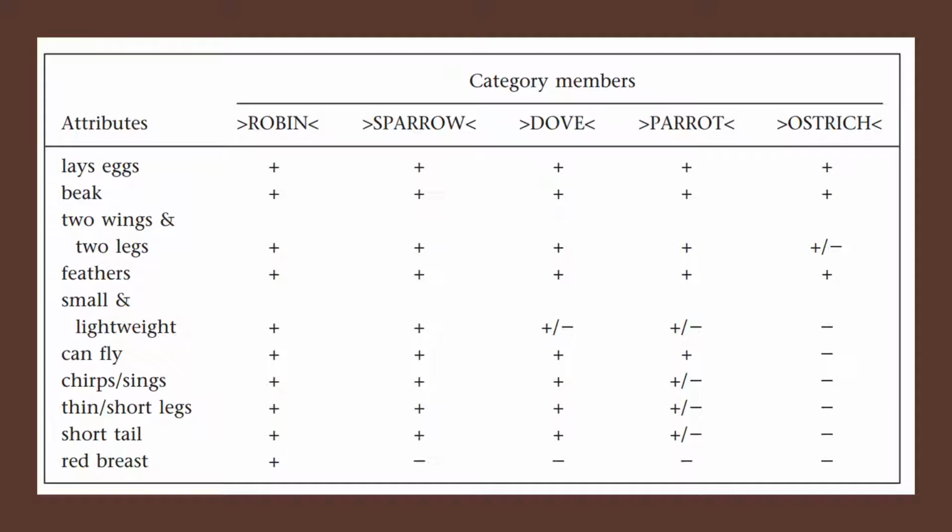Using these attributes, we can tell if different birds are more birdy than other birds, which birds are birdier than others. So of course robin has all of these attributes, so it is considered a very good exemplar of the category. Sparrow doesn't rank so high, but only because there is one attribute missing, but that's really a very small negligible difference. The dove shows a little bit of discrepancy as to the small and lightweight attribute.